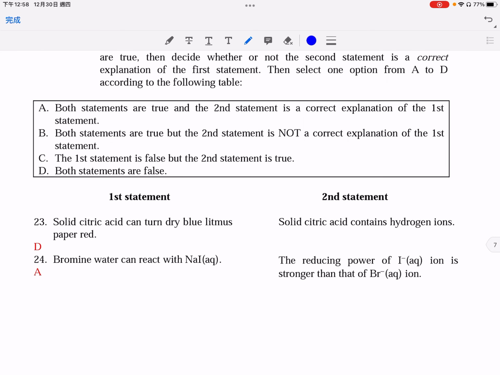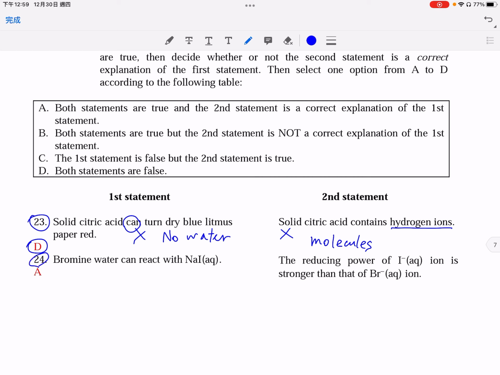Question number 23. Solid citric acid, of course, cannot turn dry blue litmus paper red because there is no water. It cannot show its acidic properties. And of course, solid citric acid does not contain any hydrogen ions because it is present in the form of molecules. So the answer is D.